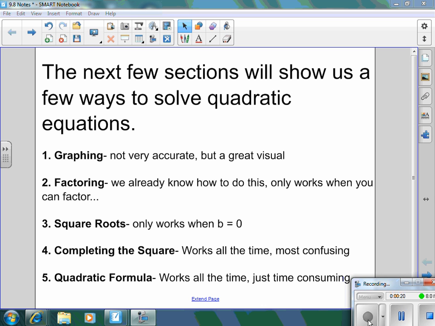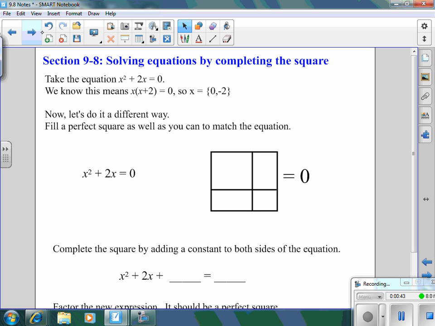The next two methods we're going to learn are the most time-consuming and probably the most confusing, but they both work all the time. First one we're going to do is something called completing the square. Again, this works every single time. It's just a little confusing. But what we're going to be doing is actually completing a square, making a square out of our variables. So let's say we start with this equation up here, x squared plus 2x equals 0.